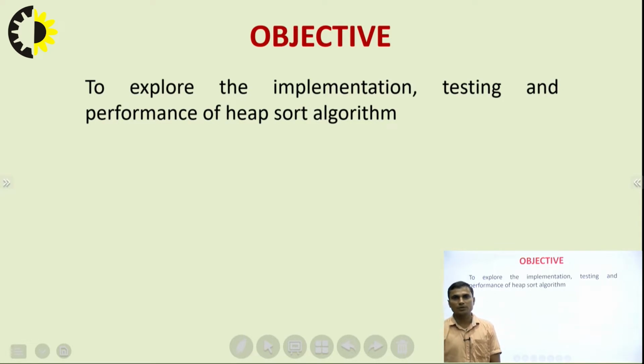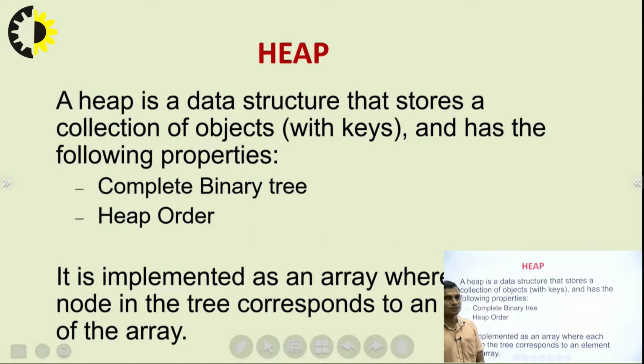We will also discuss comparisons between the heap sort algorithm and other popular algorithms like merge sort and quick sort. The heap sort algorithm uses a data structure that we call a heap. The heap data structure is a collection of objects or values, and it has basically two properties.